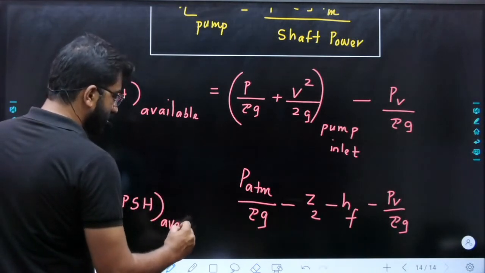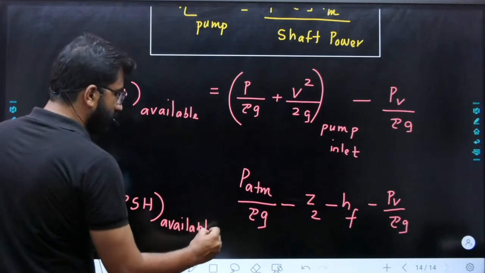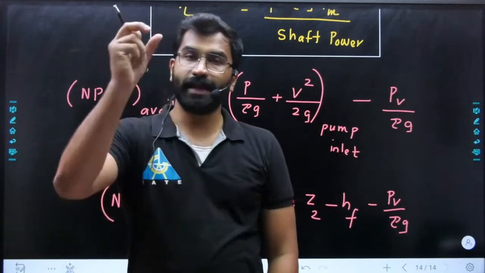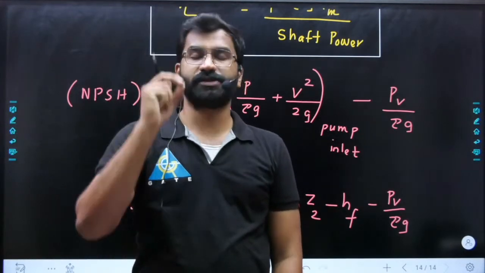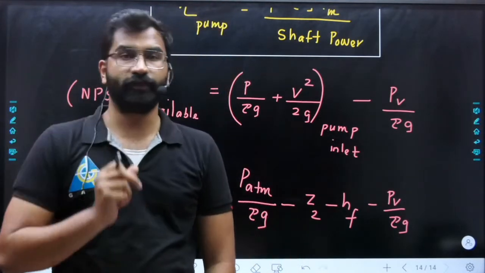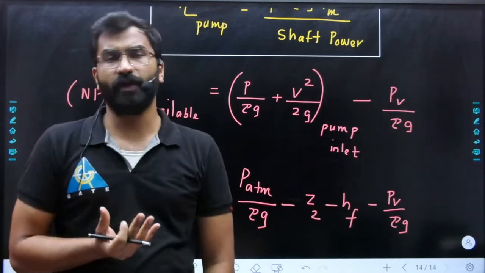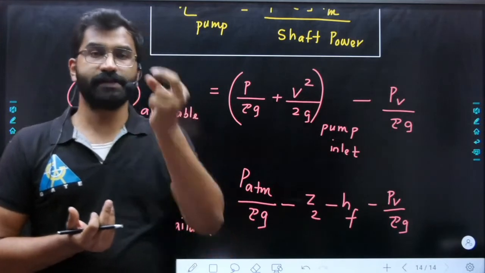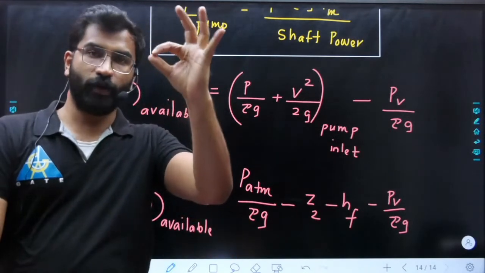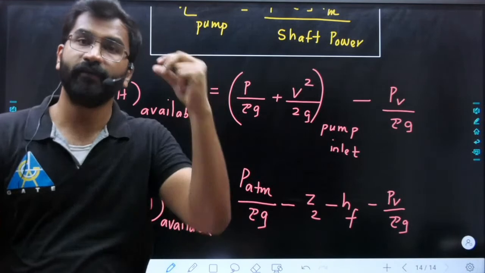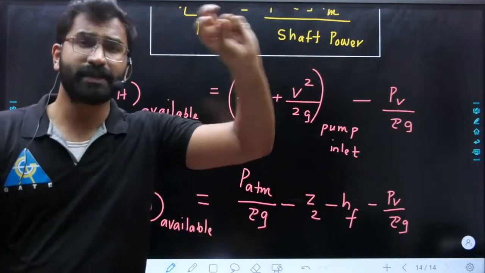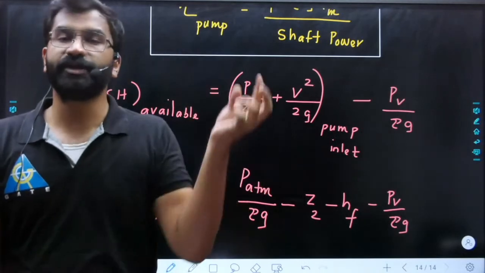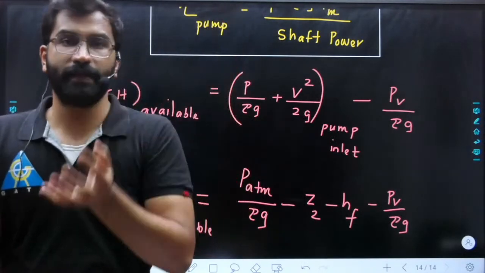NPSH required will always be given by the pump manufacturer. We don't know the exact pressure we have at the eye of the impeller. That we cannot measure. At the eye of the impeller, we will have the least pressure, because the area is very small, so you will have the highest kinetic energy. Highest kinetic energy means lowest pressure energy. So we can never measure the pressure at the eye of the impeller.